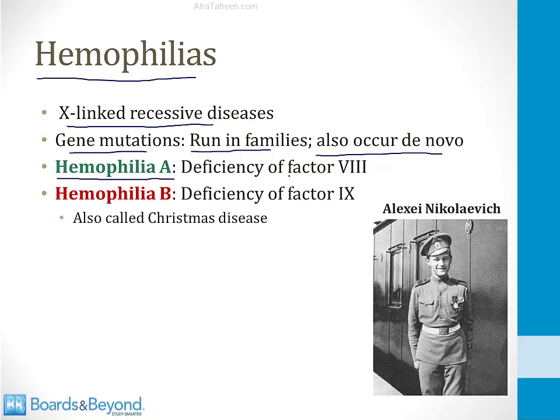It's a deficiency of factor 8, and I've always thought of hemophilia A as hemophilia 8, just to keep that straight. The second hemophilia is less common. It's called hemophilia B, and that's a deficiency of factor 9. This is also sometimes called Christmas disease.